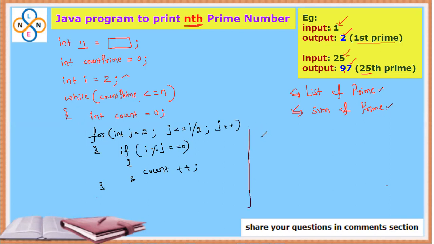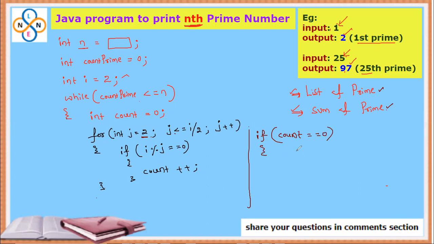Here I'm taking one condition. With this logic, i value starting from 2 and j starting from 2 and j less than or equal to i by 2, if the number of factors is 0, that is, if count equals 0, then we say it's a prime number, correct?